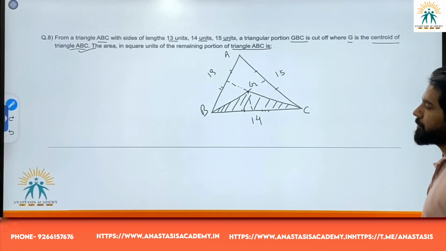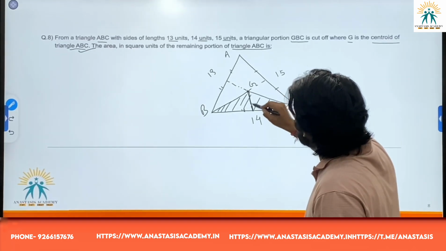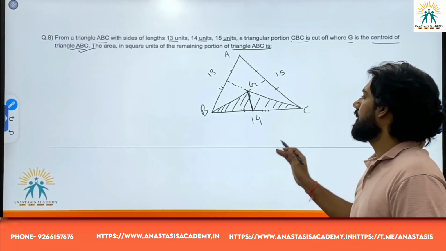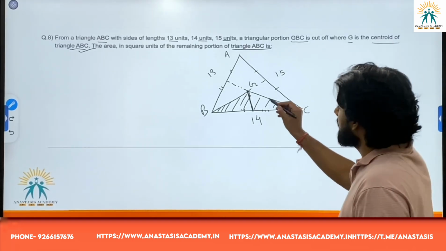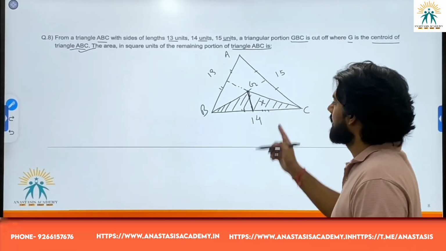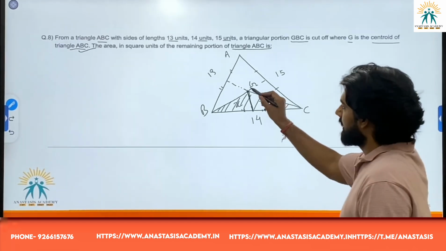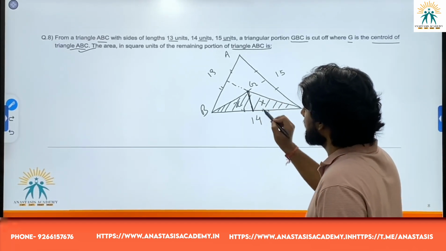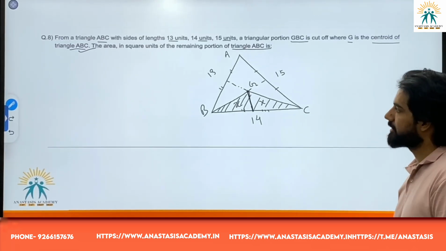Now, using the property of medians, that a median divides a triangle into two equal areas, let's just assume this area is X. So this area will also become X because this is a median. It is passing through the centroid. So this area is X. This area is also X.